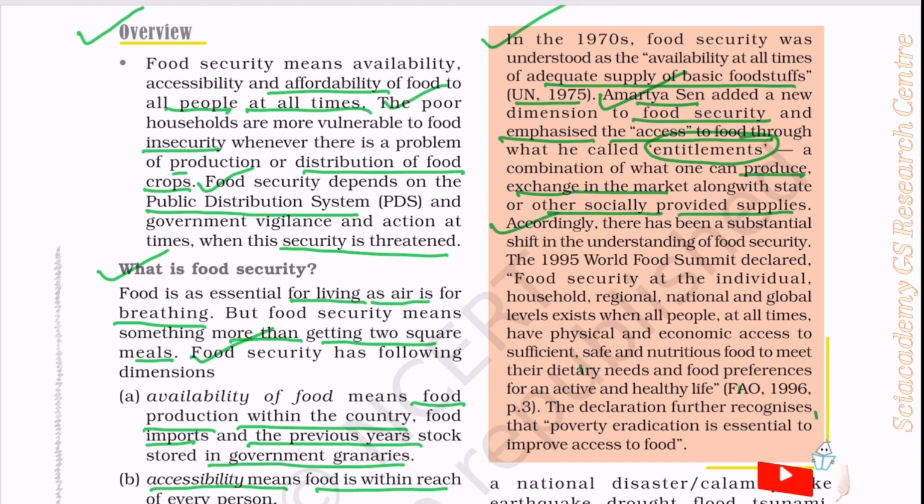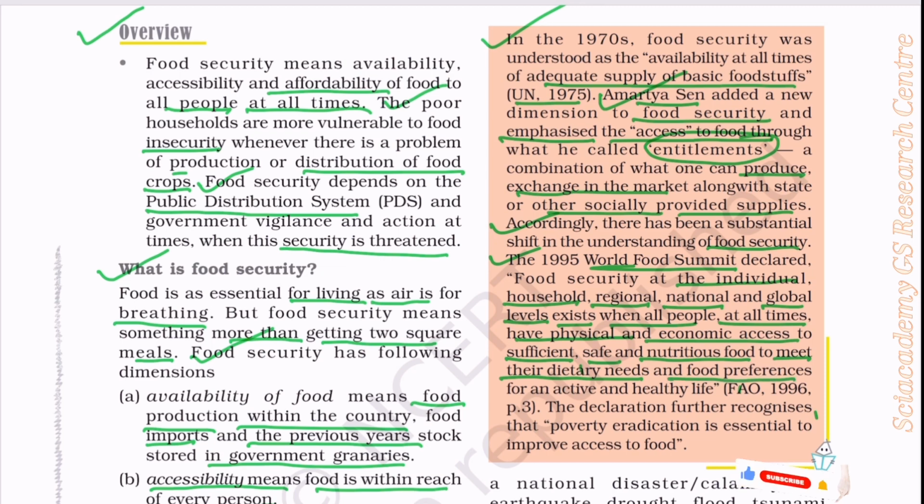Accordingly, there has been a substantial shift in the understanding of food security. The 1995 World Food Summit declared food security at the individual, household, regional, national, and global levels exists when all people at all times have physical and economic access to sufficient, safe, and nutritious food to meet their dietary needs and food preferences for an active and healthy life.